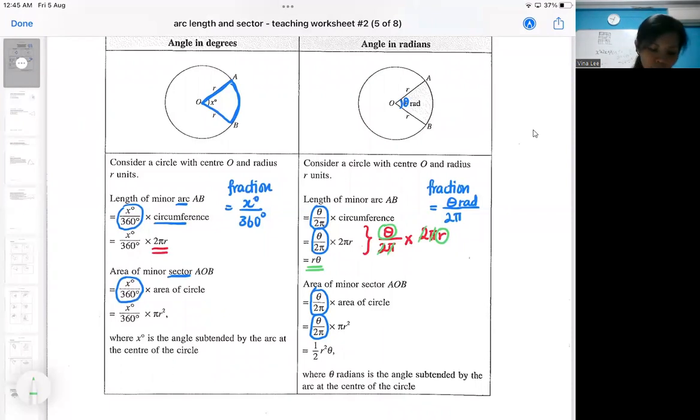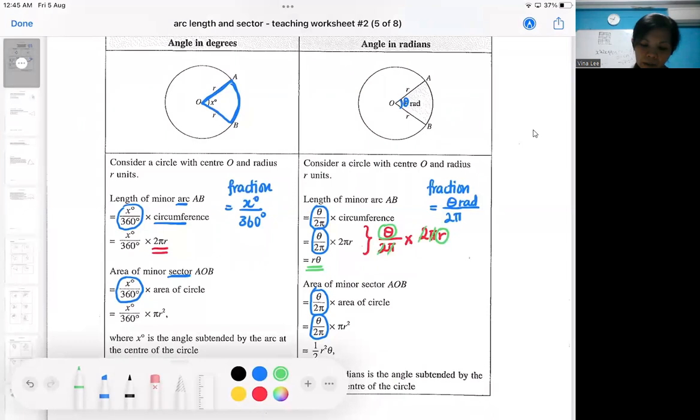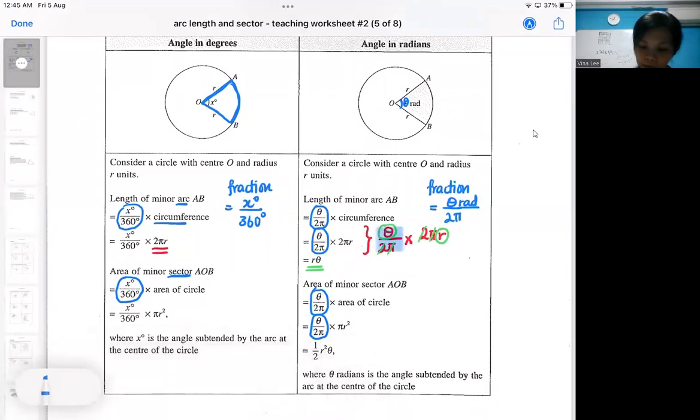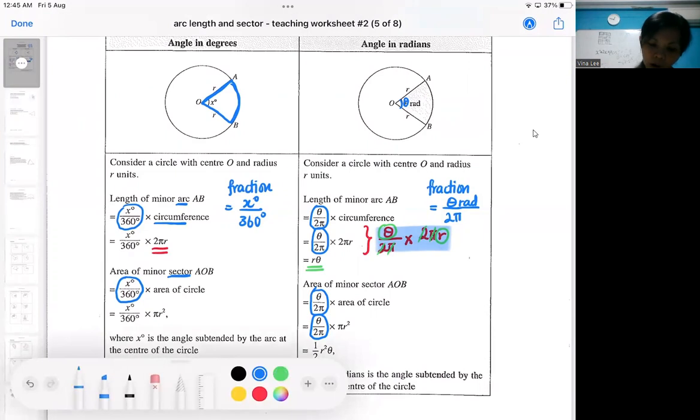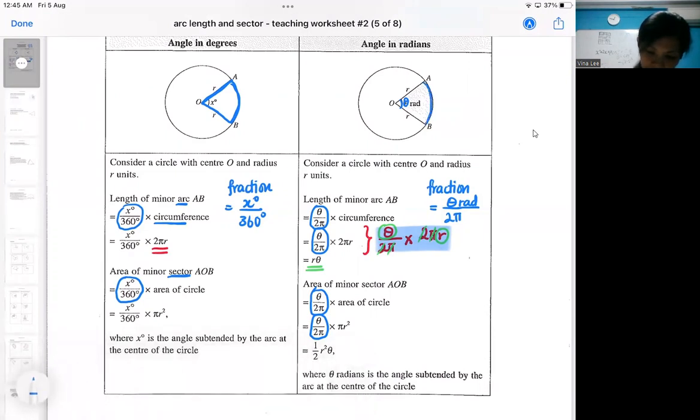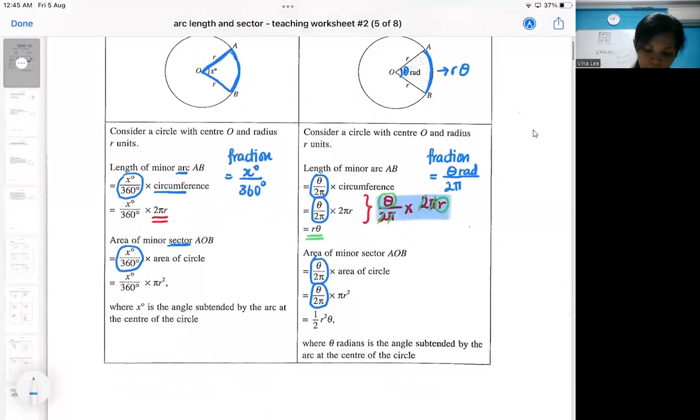So would you want to do the arc length? You can do the arc length in this format, or you can do it in the reduced format. So for me, I will usually stick to r theta because it's just radius times theta. That will be much, much easier. Okay, so the same thing here.